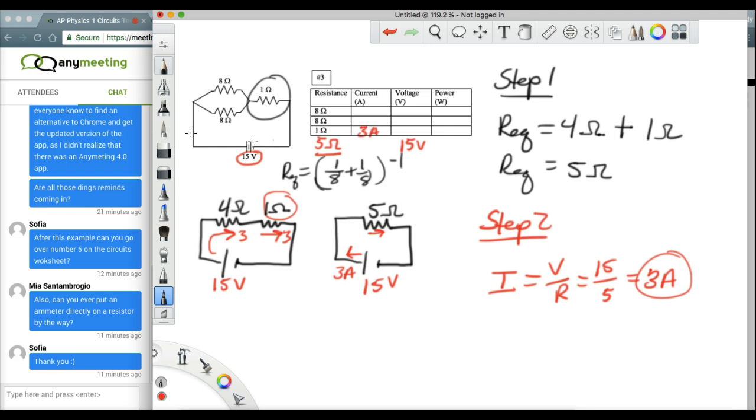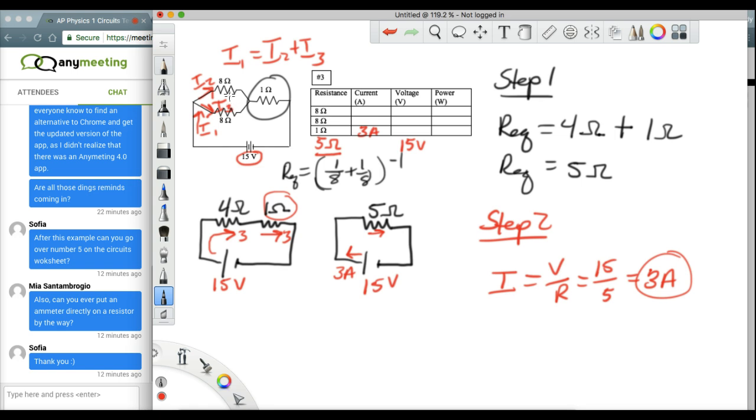Now that current is going to be split. If I go back to my original drawing, this would be I1, which is 3 amps, and that's going to be equal to the current going through that branch plus the current going through that branch. So I1 would have to be equal to I2 plus I3. In this case, they're both 8 ohm resistors. So that makes figuring out the current pretty easy. We just have to split it in half.